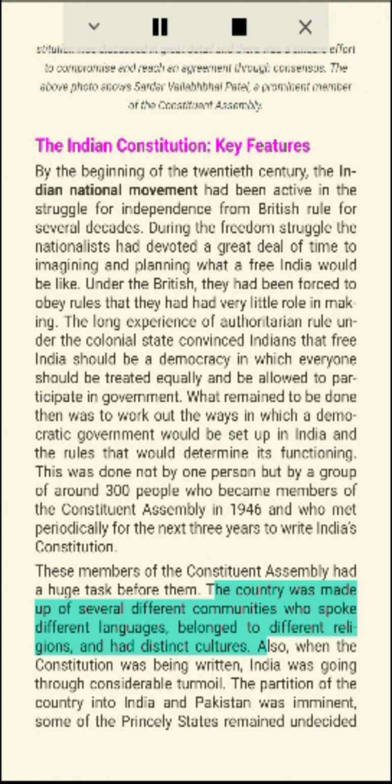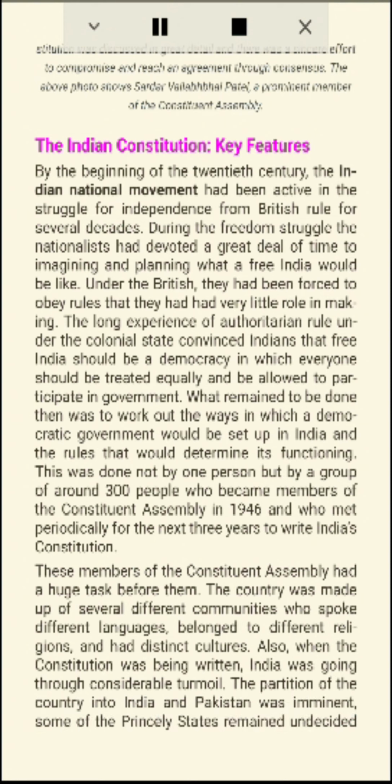The country was made up of several different communities who spoke different languages, belonged to different religions, and had distinct cultures. Also, when the Constitution was being written, India was going through considerable turmoil. The partition of the country into India and Pakistan was imminent, some of the princely states remained undecided about their future, and the socio-economic condition of the vast mass of people appeared dismal.